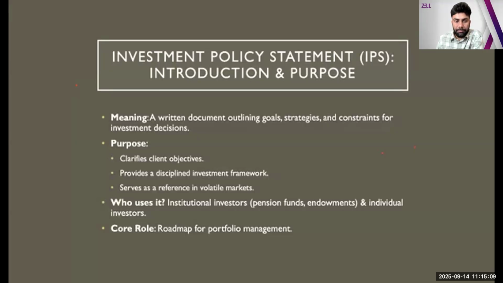Got it? Yes, sir. Say, for example, in the 2020 COVID crash, all the portfolio managers acted very quickly, right? Yes or no? Yes, sir. Retail investors like you and me started selling our investments as early as possible.